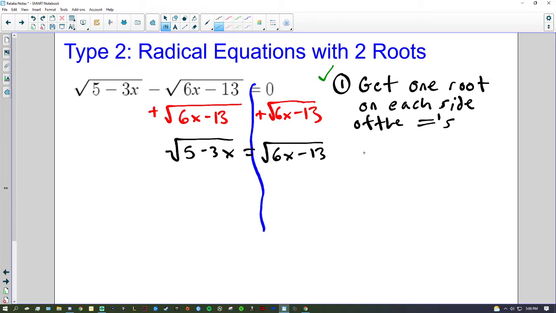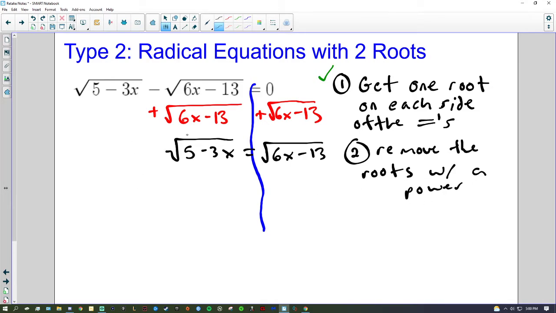Okay, and just like the first type, our next step is to remove the roots with a power. We have square roots, so we are going to square both sides. And as you can see, when I square both sides, I'm killing 2 birds with 1 stone. Both roots are gone. The root on the left is gone, and the root on the right is gone. So we're just left with 5 minus 3x equals 6x minus 13. Okay, roots are gone. Check that off.